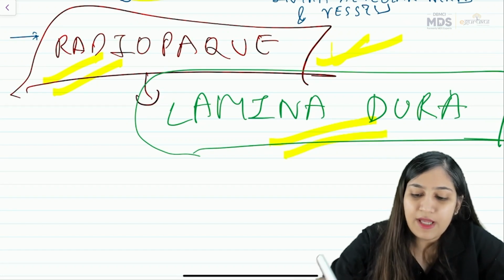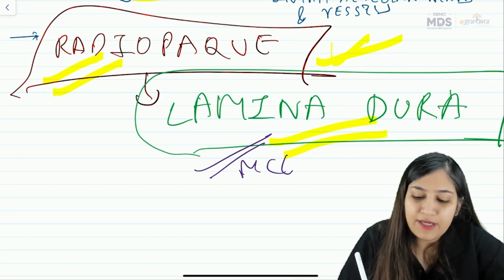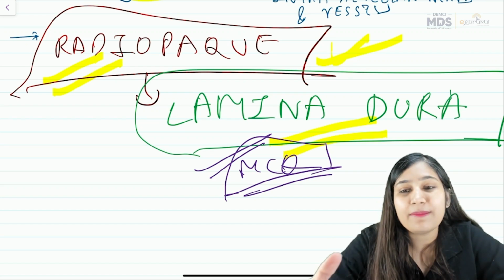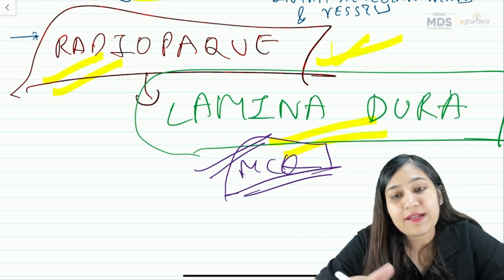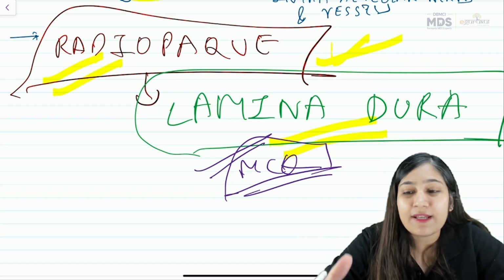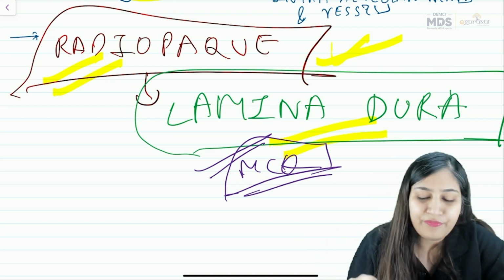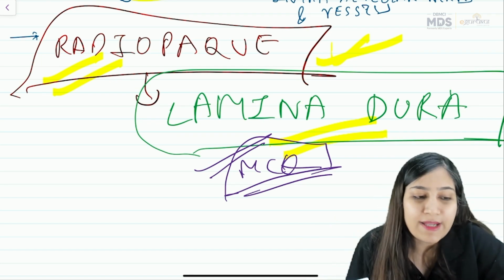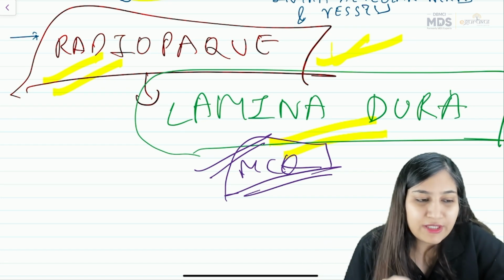So this can again be asked as an MCQ question. What is lamina dura? Or you can be asked as a university exam question, parts of alveolar bone. So we are discussing the first part, that is alveolar bone proper. We have seen it is the cribriform plate, also known as lamina dura radiographically.